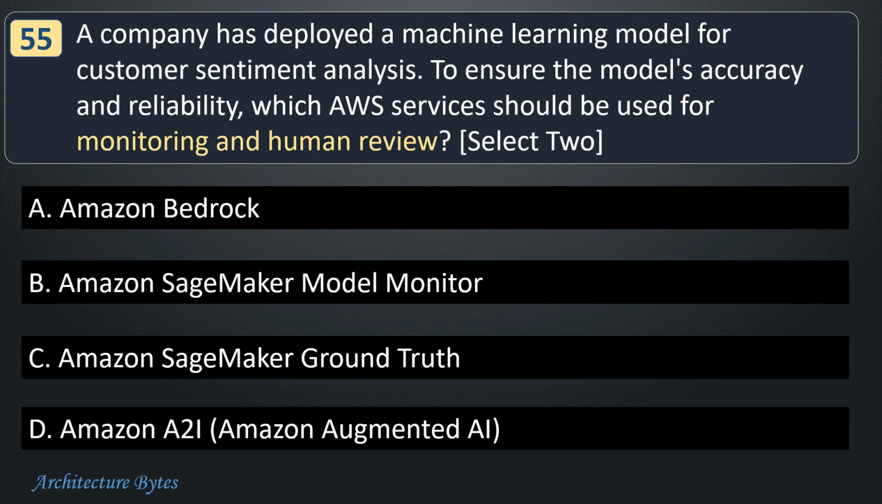A company has deployed a machine learning model for customer sentiment analysis. To ensure the model's accuracy and reliability, which AWS services should be used for monitoring and human review? Option A, Amazon Bedrock, B, SageMaker Model Monitor, C, SageMaker Ground Truth, or D, Amazon A2I.